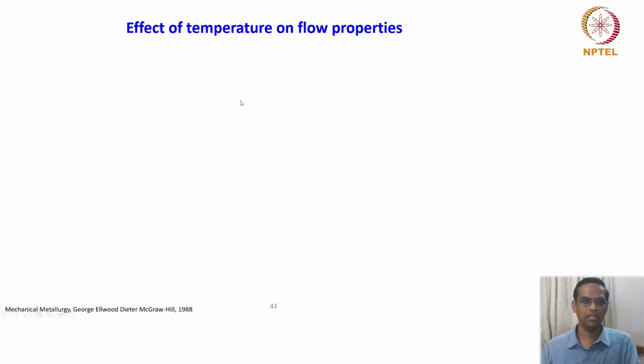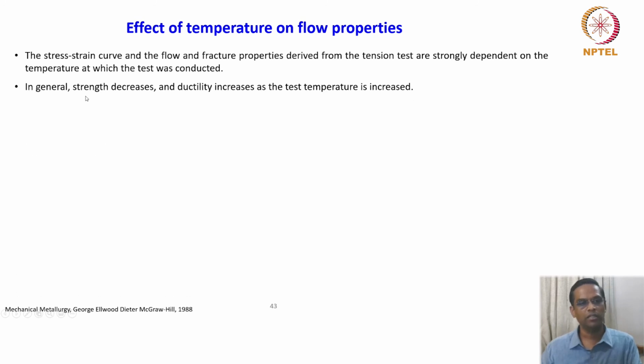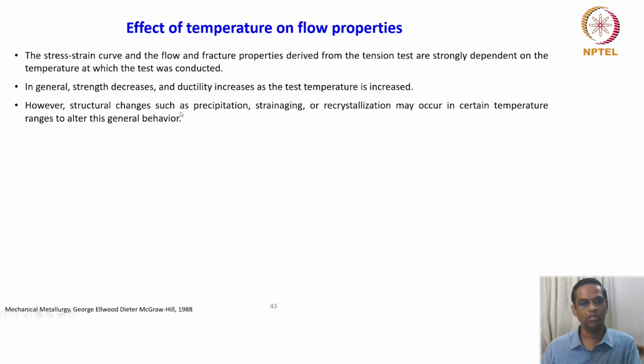Now we will pay our attention to temperature. So far we just looked at the strain rates, and now we look at the effect of temperature. The stress-strain curve and the flow and fracture properties derived from the tension tests are strongly dependent on the temperature at which the test was conducted. In general, strength decreases and ductility increases as the test temperature is increased. However, structural changes such as precipitation, strain aging, or recrystallization may occur in certain temperature ranges to alter this general behavior.